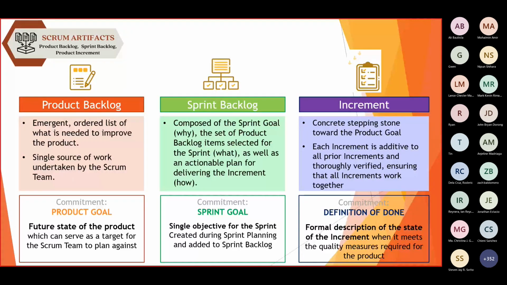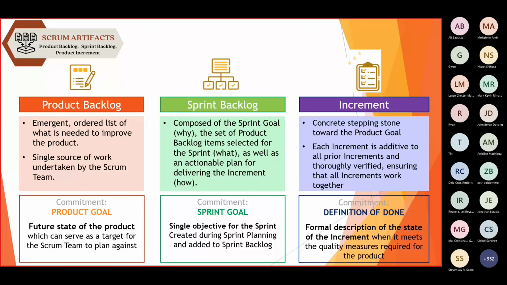We're going to have another example later on, so we can add more figures on that so you can appreciate it. But for now, these are the three artifacts: the product backlog, which has the product goal, the sprint backlog that has the sprint goal, and then the increment for the definition of done.